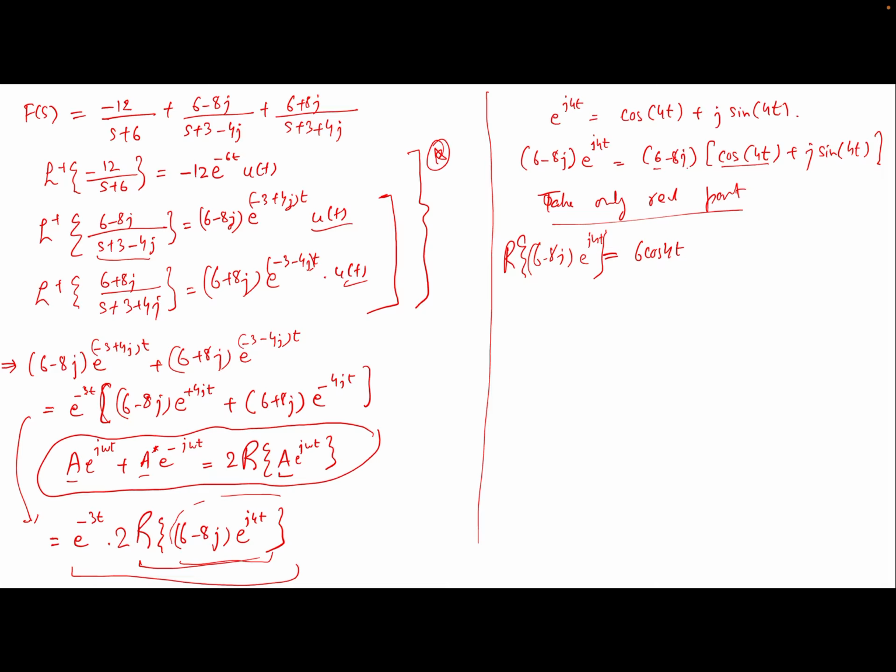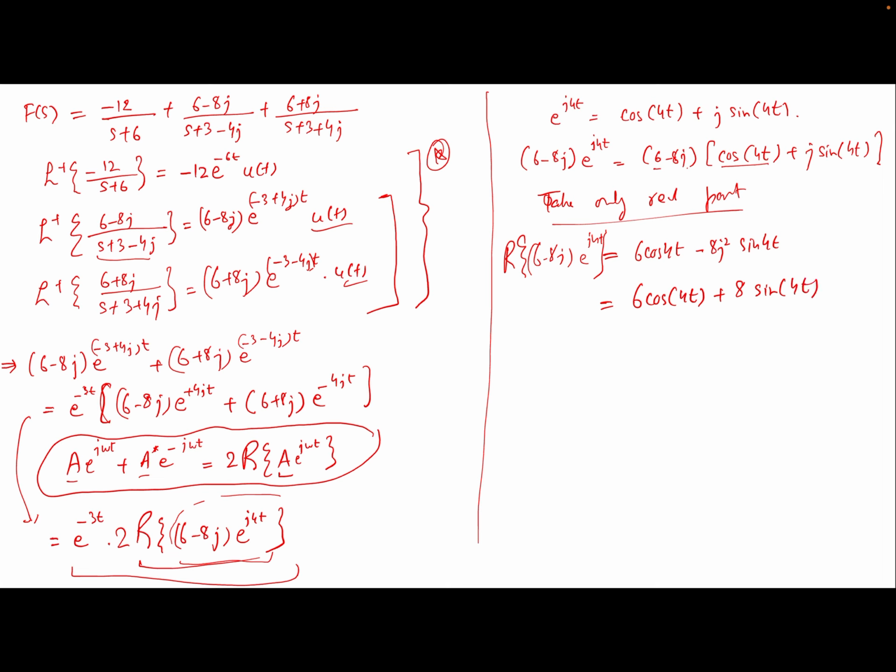And the only other part would be left with minus 8j square. j square is going to come out with minus 1 sine of 4t. So this should be 6 cos of 4t plus 8 sine of 4t. Okay, nice.